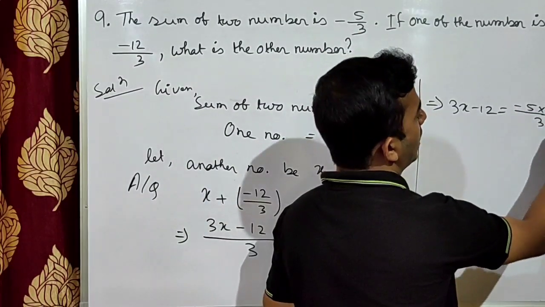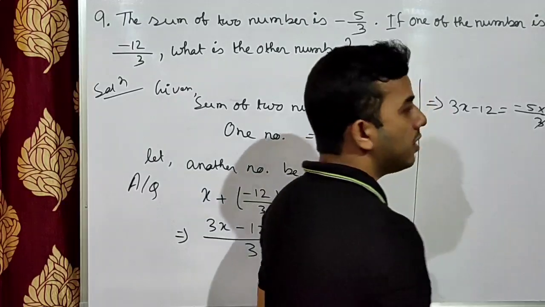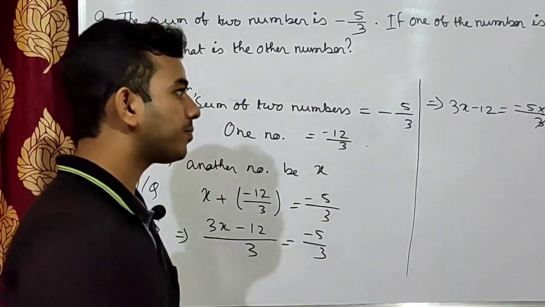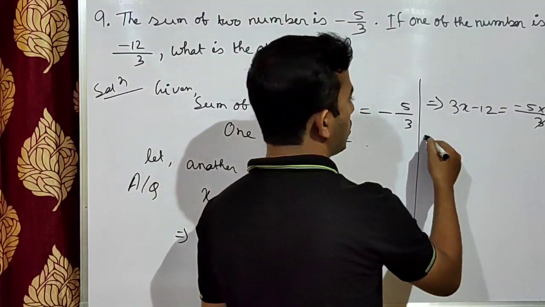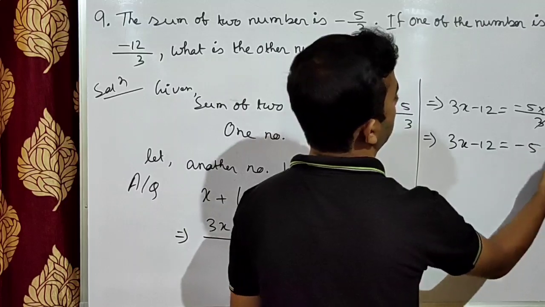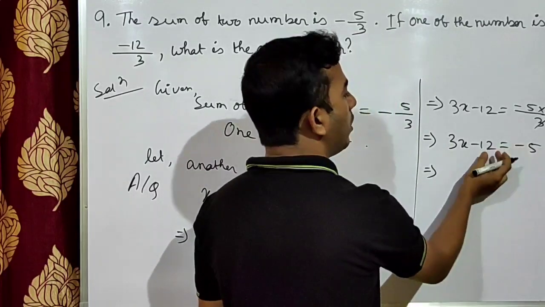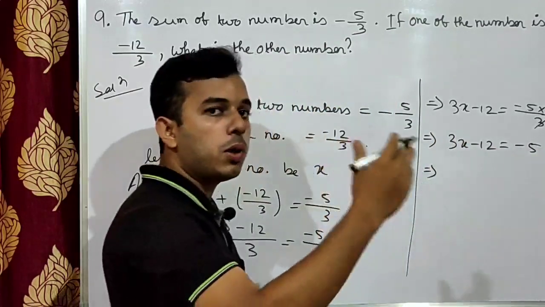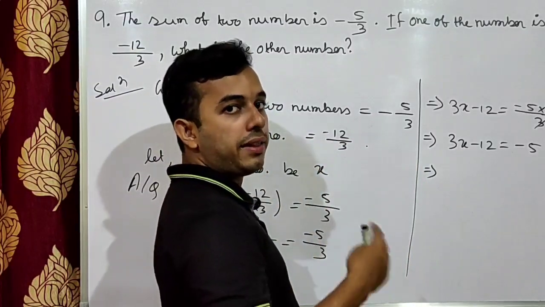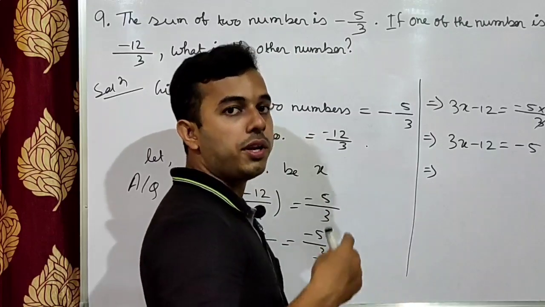If we cancel, we can cancel this 3 and 3. Isn't it? We can cancel, right? Very good. So our next equation will be 3x minus 12 equals minus 5. Up to this, clear? Now we have to take this one. One by one, we'll keep this x on one side and the other, that is the constant term, we'll take to the other side.